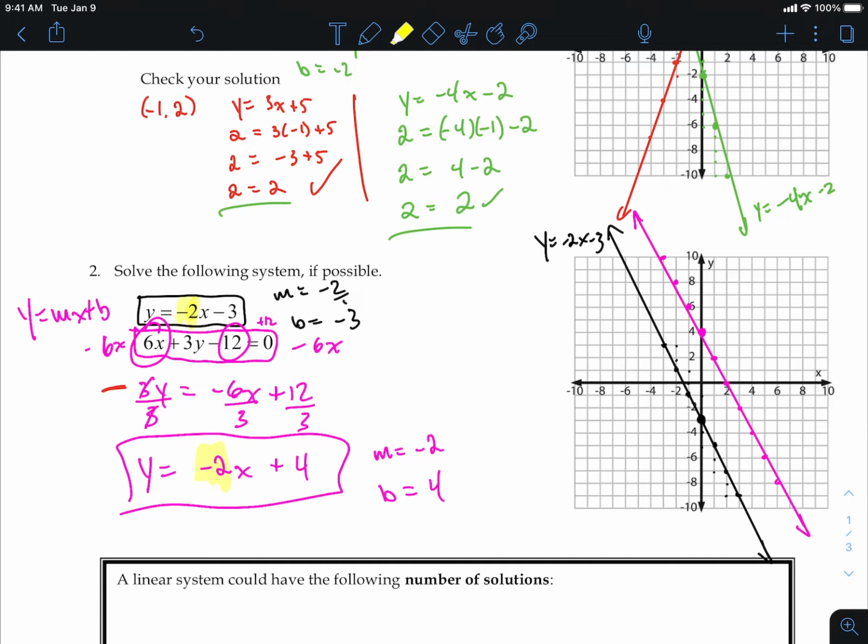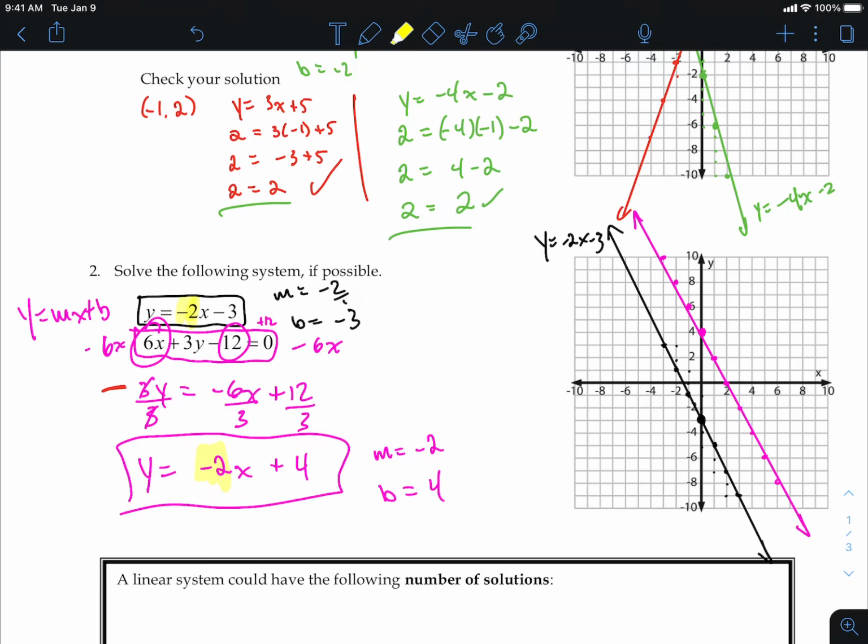So I knew these were going to be parallel before I even graphed them, right? Well, if they were both in y equals mx plus b, it's easy to see. It's not necessarily easy to see with it written in standard form like that. You wouldn't be able to see it. But as soon as you write it in y equals mx plus b, you get two of the same slope but different y-intercepts, they're never going to cross, right?